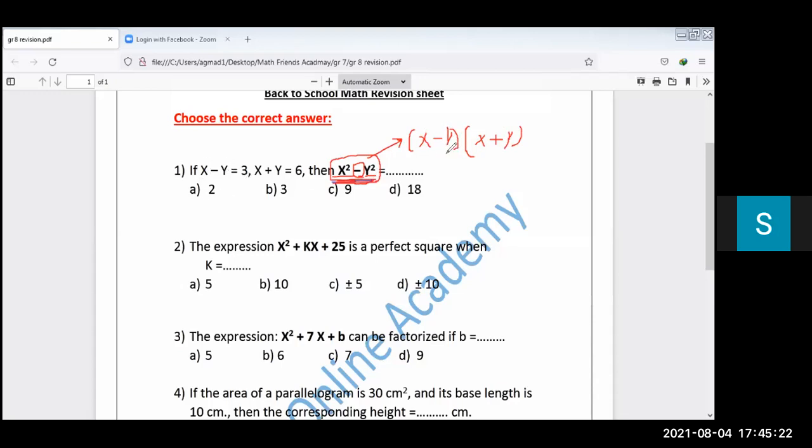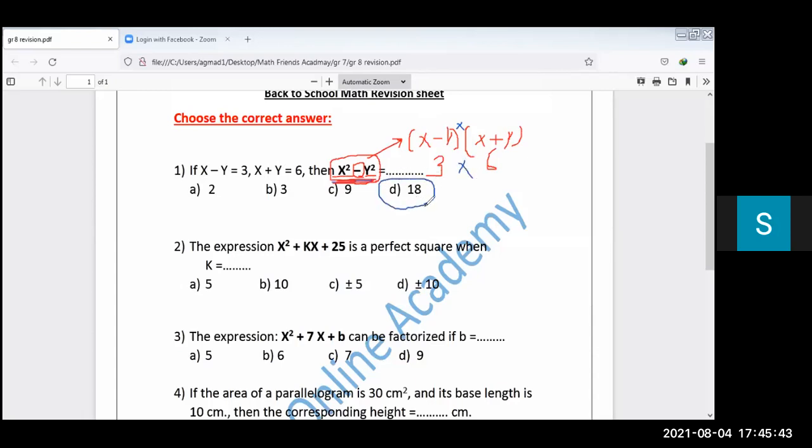X minus y, we have it here already, equal 3. And x plus y, we have it here already, equal 6. If you have 3 multiply 6 equal 18. It means what here, two parentheses beside each other? It means we have here multiplication sign. 3 times 6 equals 18.